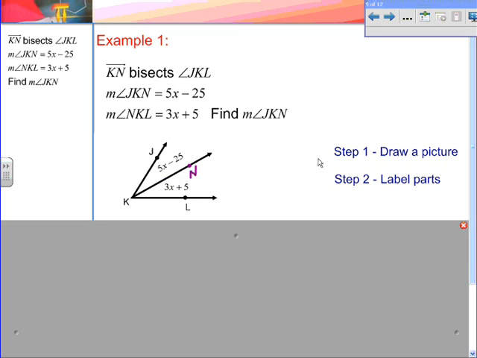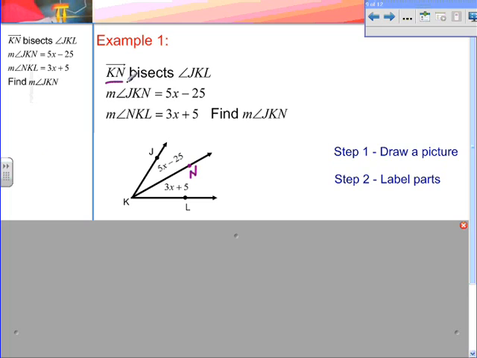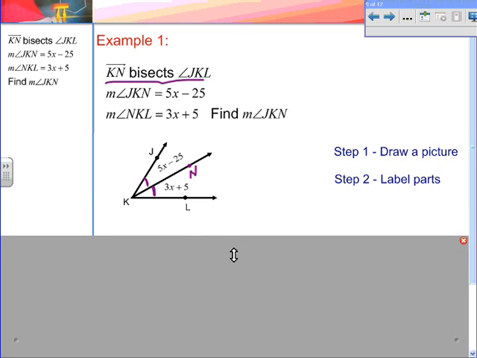So that goes there. There's one other thing, though, that I want you to label or draw in this picture, and that's the additional piece of information that we know. We know that KN bisects angle JKL, and that means it's created two congruent angles. So I'm going to put those congruent marks here in my picture. I know angle JKN is congruent to angle NKL. Awesome. So we've labeled the parts, we know it's congruent.